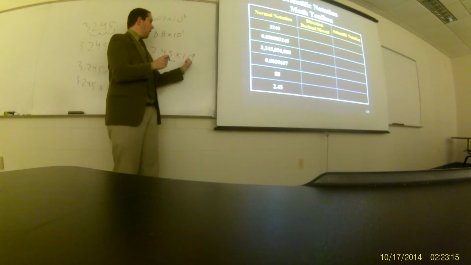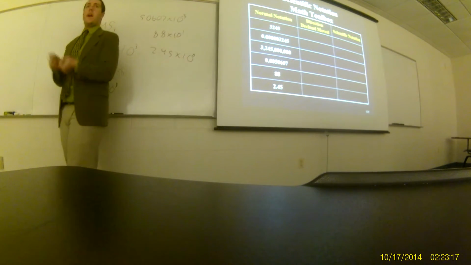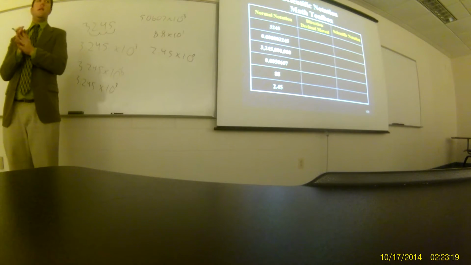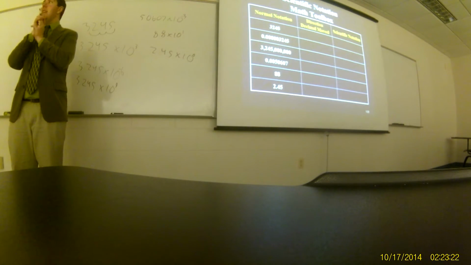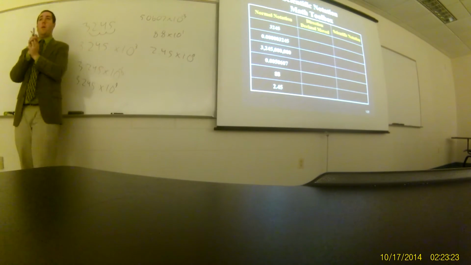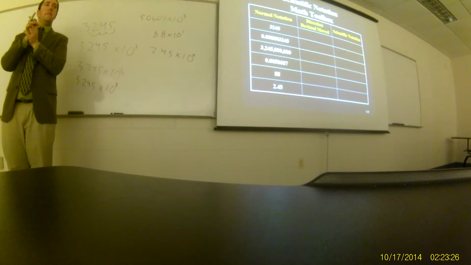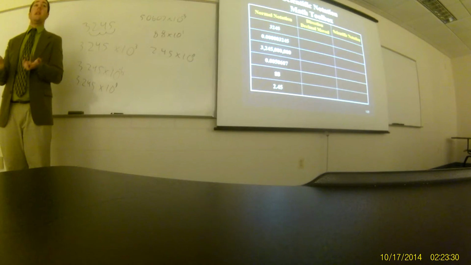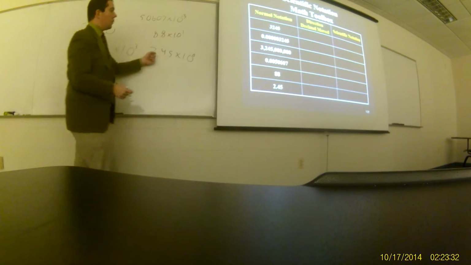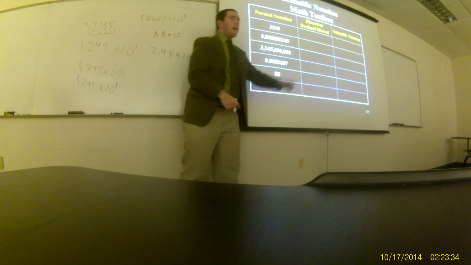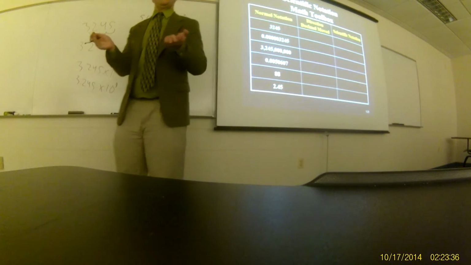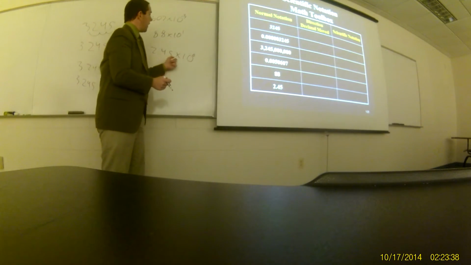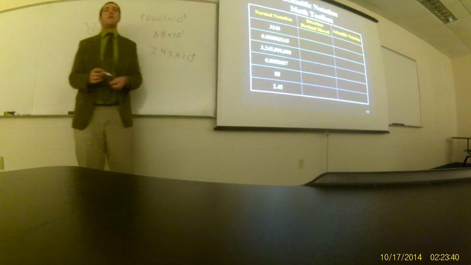Mathematically, why is that correct? What is 10 to the 0? 1. Anything to the 0th power is 1. And you can multiply anything you want by 1. It's not going to change anything. And so you can take your 2.45, multiply it by 1, it's still 2.45. We have 2.45 times 10 to the 0.